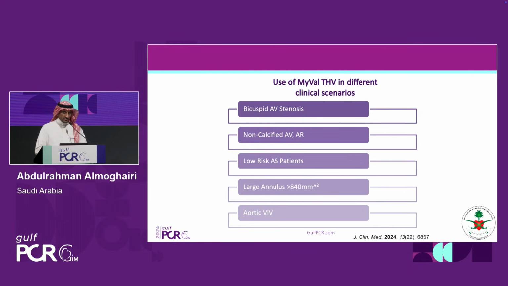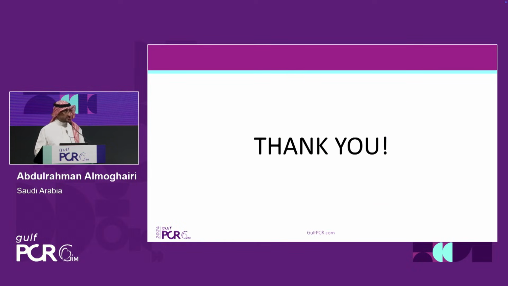And as has been mentioned already, the expansion of the indications for the balloon-expandable valve, and this platform in particular, similar to the other platforms, involves the bicuspid valve, and data on this have already been published. Aortic regurgitation is also being reported in the literature. Low-risk patients with aortic stenosis have also been treated. For large annulus, we implanted up to 900 millimeters area, and valve-in-valve is also used in both balloon-expandable and self-expandable valves with a variable success rate. Thank you very much.